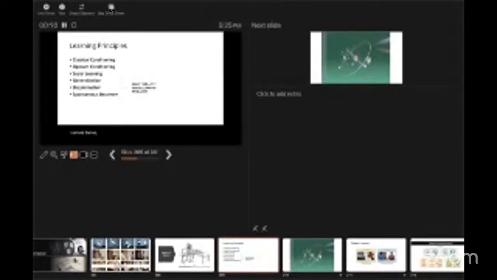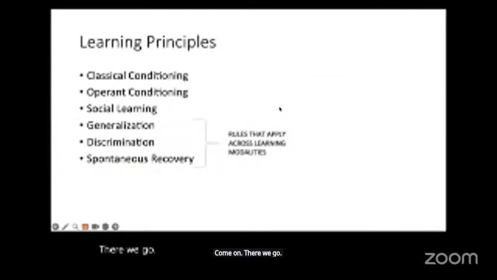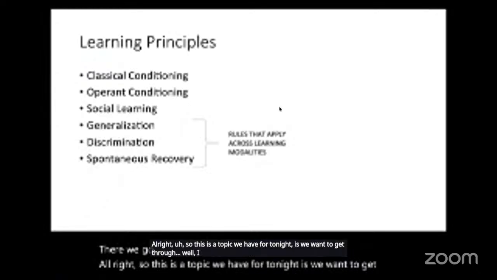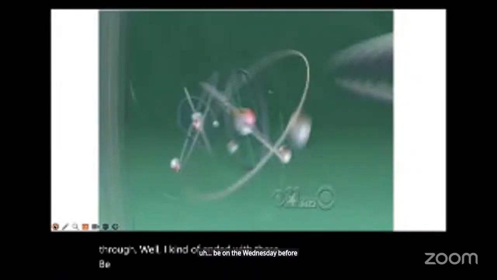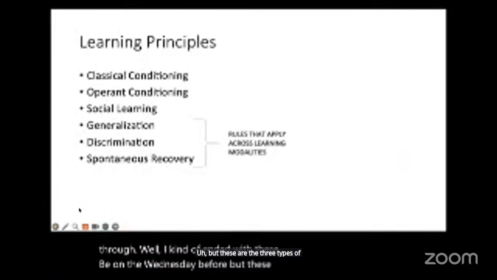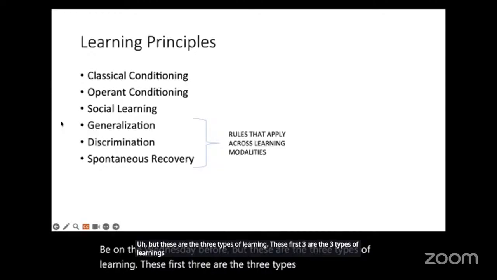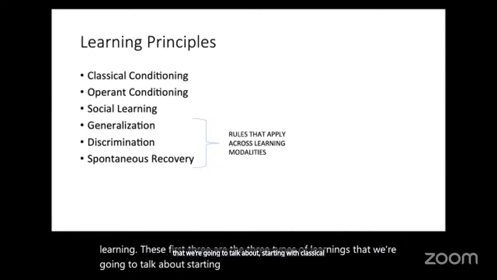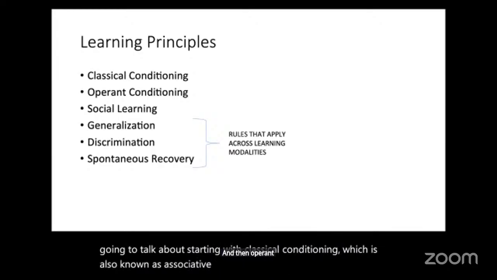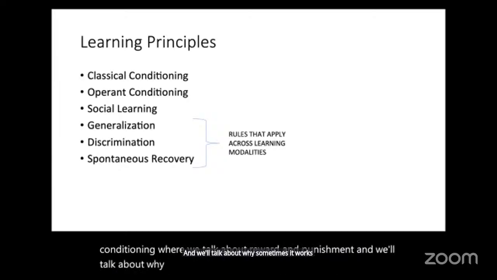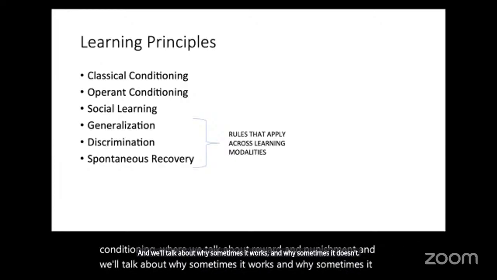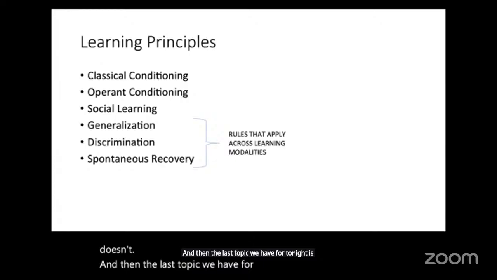All right. So this is the topic we have for tonight. I kind of ended on the Wednesday before with these, the three types of learning that we're going to talk about, starting with classical conditioning, which is also known as associative conditioning, and then operant conditioning, where we talk about reward and punishment. And we'll talk about why sometimes it works and why sometimes it doesn't. And then the last topic we have for tonight is what is known as social learning.